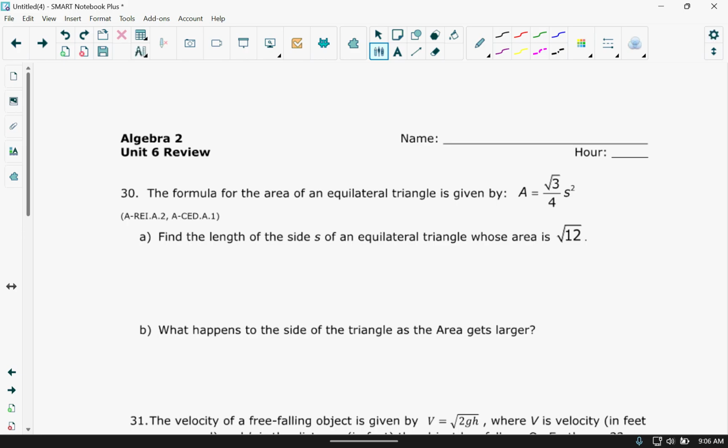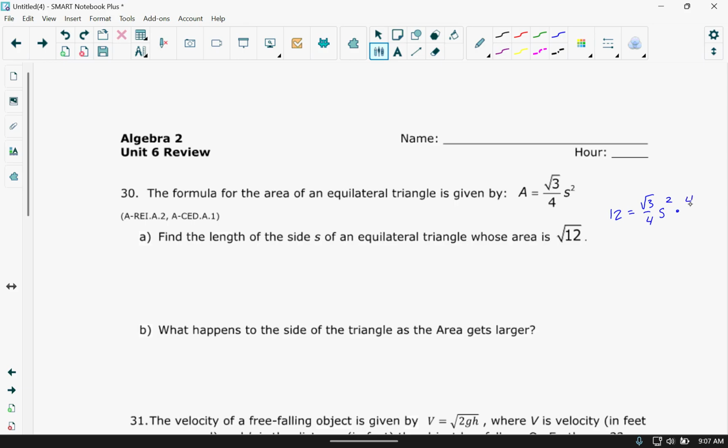Okay, the next part is all the real life problems. So it says the formula for the area of an equilateral triangle is given by A equals the square root of 3 over 4 times s squared. It says find the length of the side s of an equilateral triangle whose area is 12. Now, if they're telling you that the area is 12, they're telling you that A equals 12. So all we have to do is plug that into the problem. So we'll have 12 equals square root of 3 over 4, s squared. Now, if I want to get this s squared all by itself, I have to multiply it by the reciprocal of that fraction.